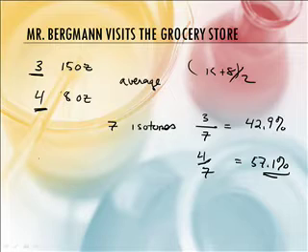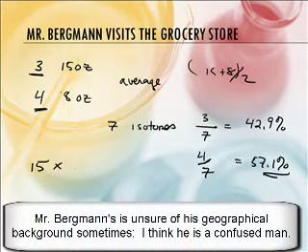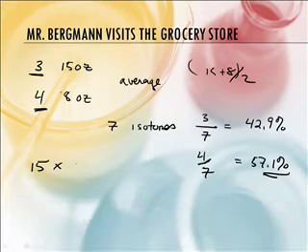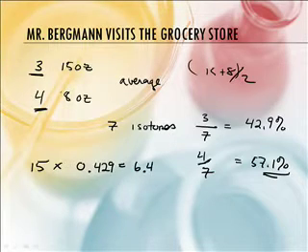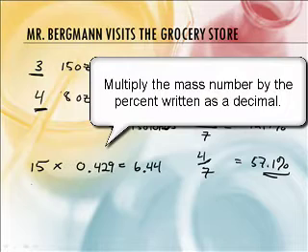So let's do this math here. 15 times what? 15 times the percentage as a decimal. So how would I write that? That's going to be 0.429. So 15 times 0.429 is 6.44. Okay, and then you'll do 8 ounces, and you'll times that by the decimal 0.571.